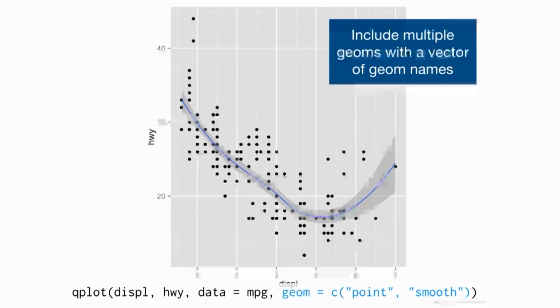If you want, you could use multiple geoms in the same plot. Usually it's common to show the raw data and then a summary on top of the data, and you could do that by just passing geom a vector of geom names. So here I'm passing it a vector, which I make with the c function, that has both the names point and smooth. And what will happen is qplot will first draw a point plot, or a scatter plot as we call it, and then it'll draw a smooth plot on top of it.